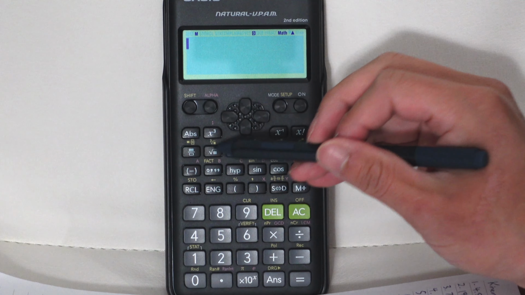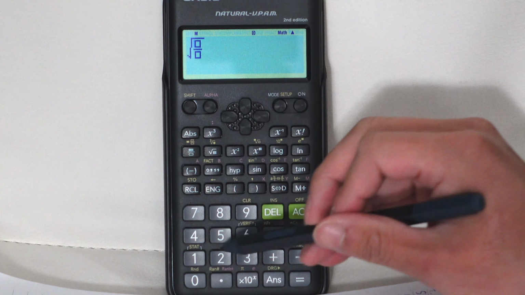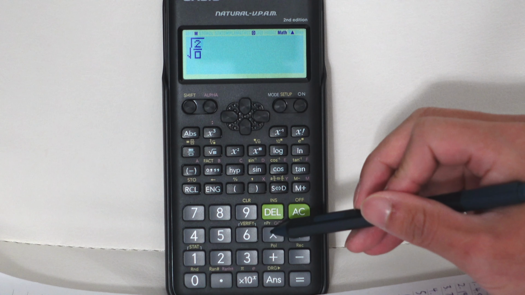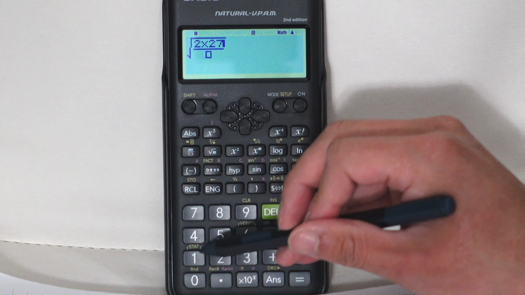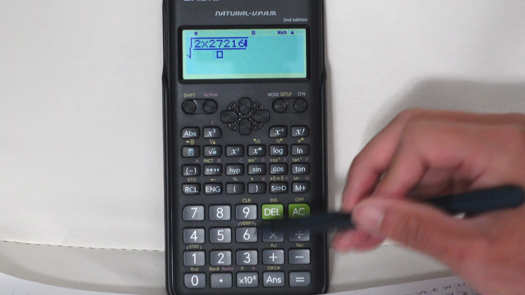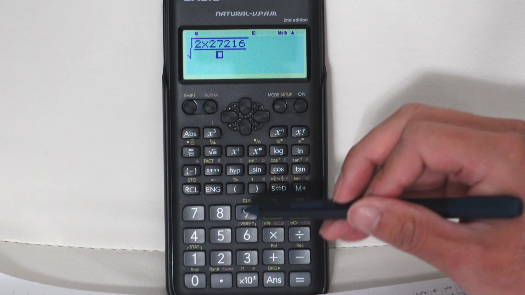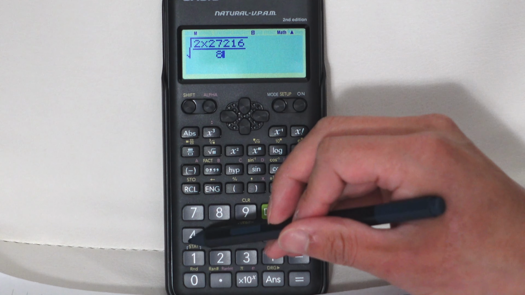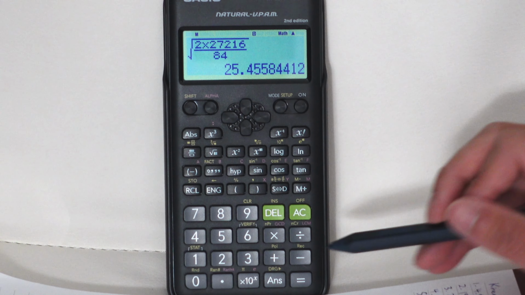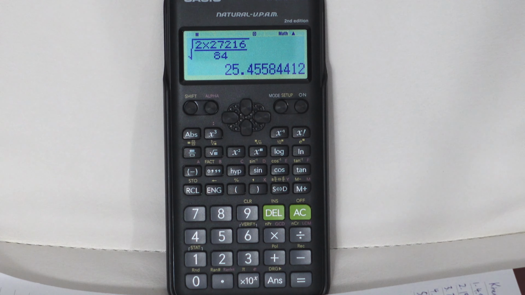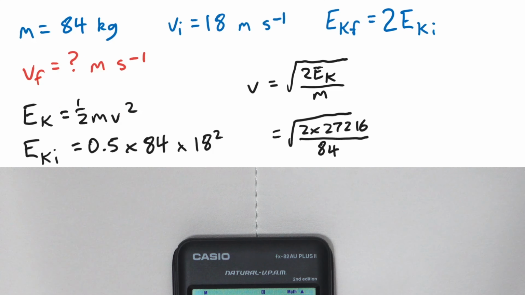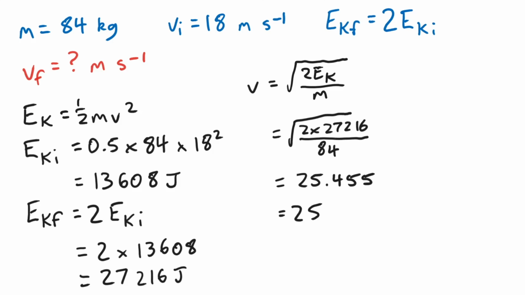Press the square root button, then the fraction button, then 2 times 27,216, then arrow right or down to get to the denominator, and enter 84. We should get an answer of 25.455, which can be rounded to 2 significant figures, so the answer is 25 meters per second.